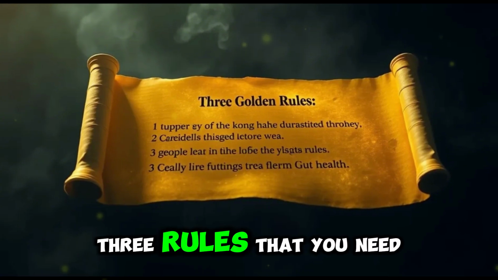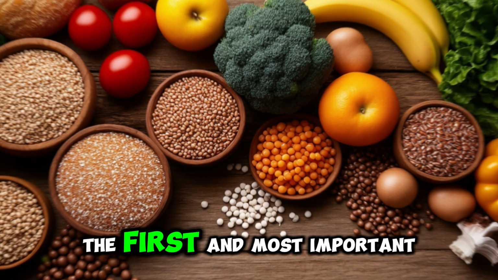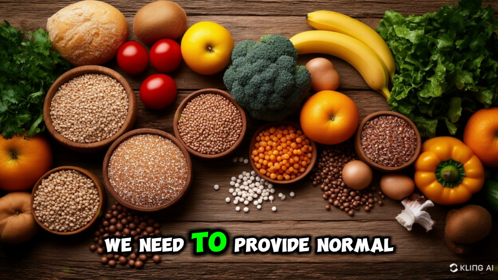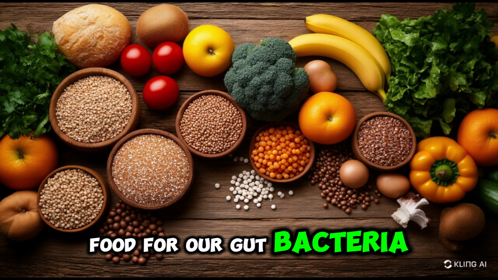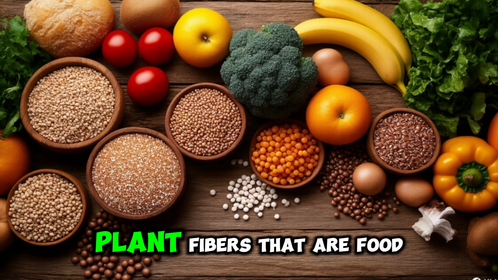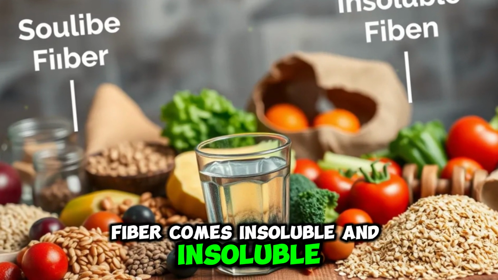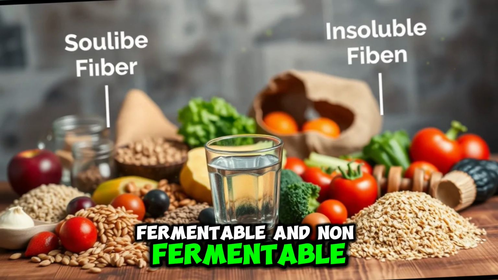So what are these 3 rules that you need to follow in order to have a healthy gut? The first and most important rule is we need to provide normal food for our gut bacteria. This is the consumption of fiber. Fibers are non-digestible plant fibers that are food for our gut bacteria. Fiber comes in soluble and insoluble, fermentable and non-fermentable.